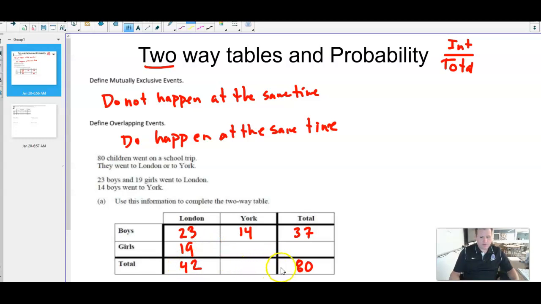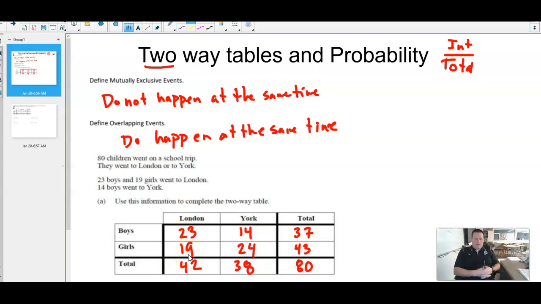And then I can find these totals because this 42 plus this number should give me 80. So if I just subtract 42 from 80, that will give me my value there, which would be 38 here. And then I can find this number because 37 should be added to this next number to give me 80, which should be 43. And then once I've got that, I can find this number right here because 19 plus this number should give me 43. So if I just subtract 19 from 43, that'll give me 24. So this would be my two-way table.